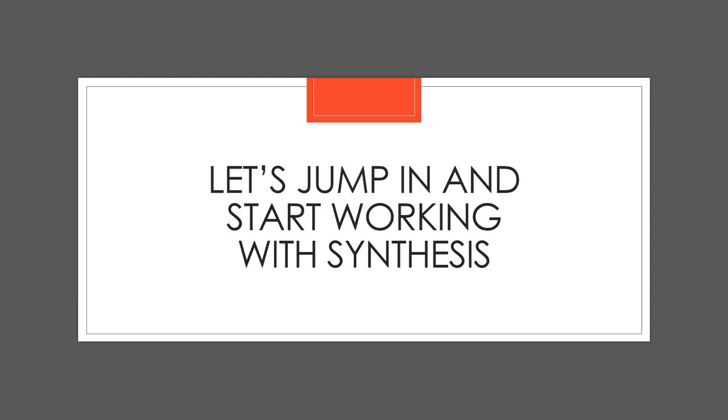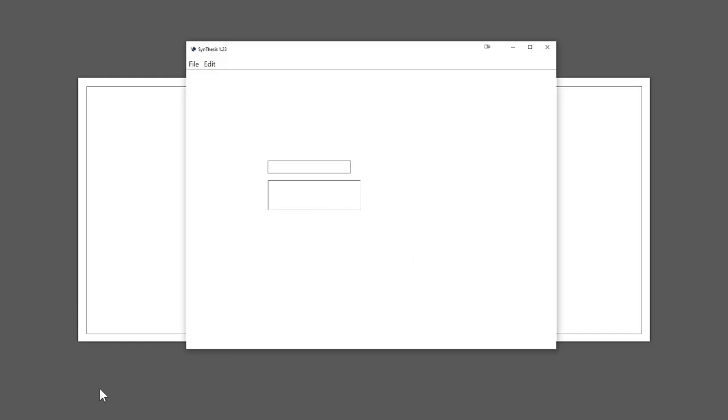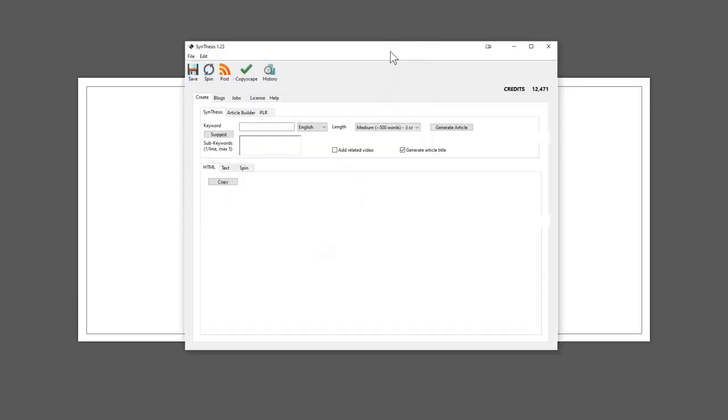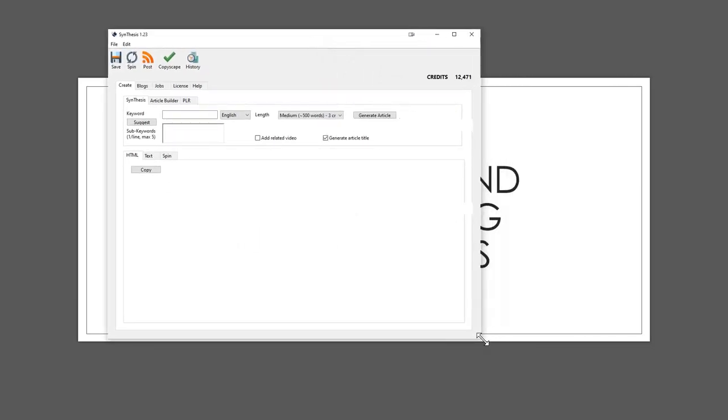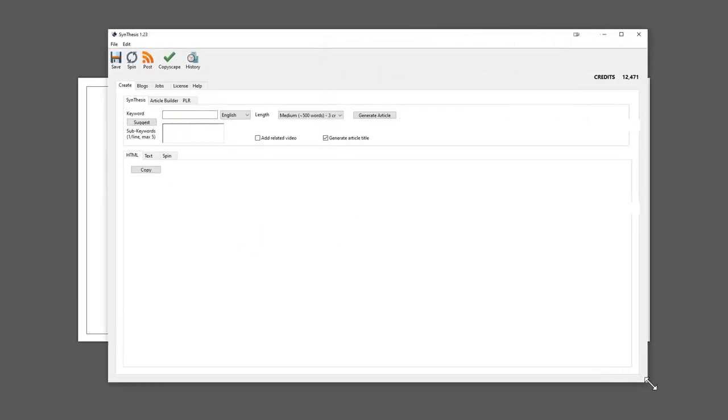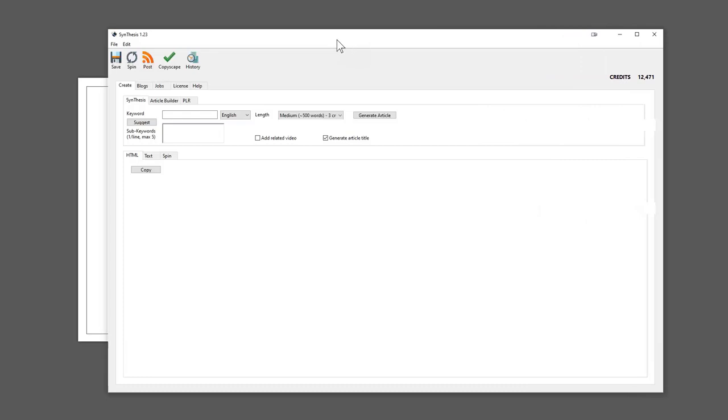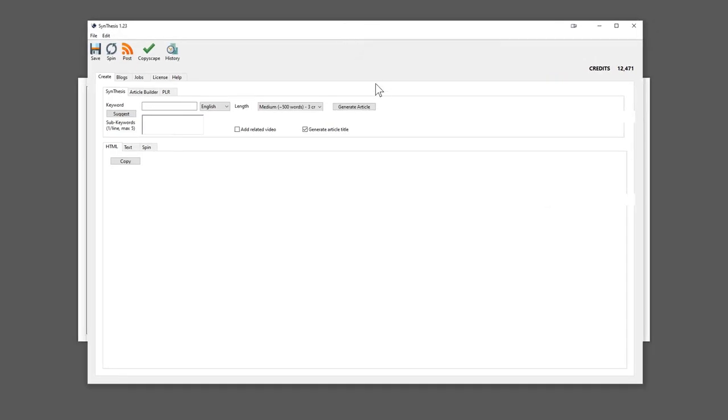So we're actually going to jump into synthesis, and I'm just going to load that up now and then pull it over to the other monitor. There we go. Just loading, a couple of seconds. And I like to make this a little bit bigger so I can see what I'm doing. It doesn't affect how it works. It's just I like a bit of working space with these tools.